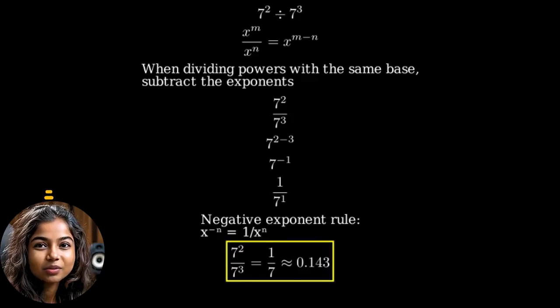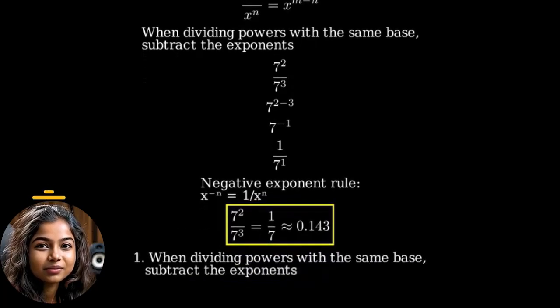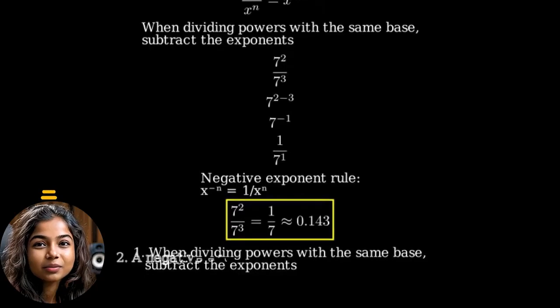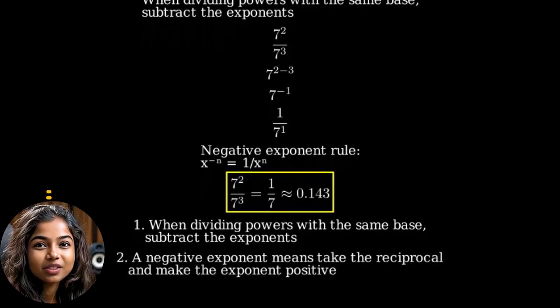Let's review what we learned. When dividing powers with the same base, subtract the exponents. And when we have a negative exponent, we can rewrite it as a reciprocal with a positive exponent.